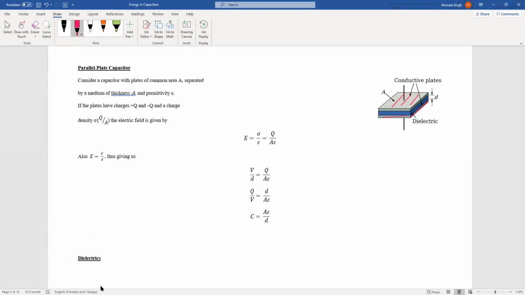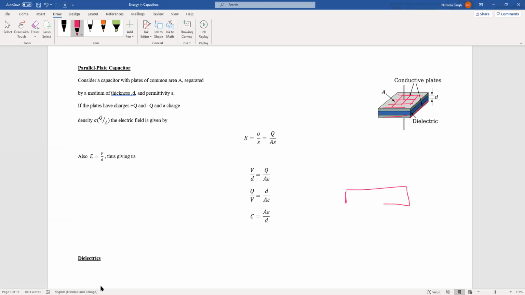So let's do the proof for the capacitance of a parallel plate capacitor. Now this one does come for exam. I have seen this proof come in exams. So let's consider a capacitor with plates of common area A. So our plate has an area of A, separated by a medium of thickness D.